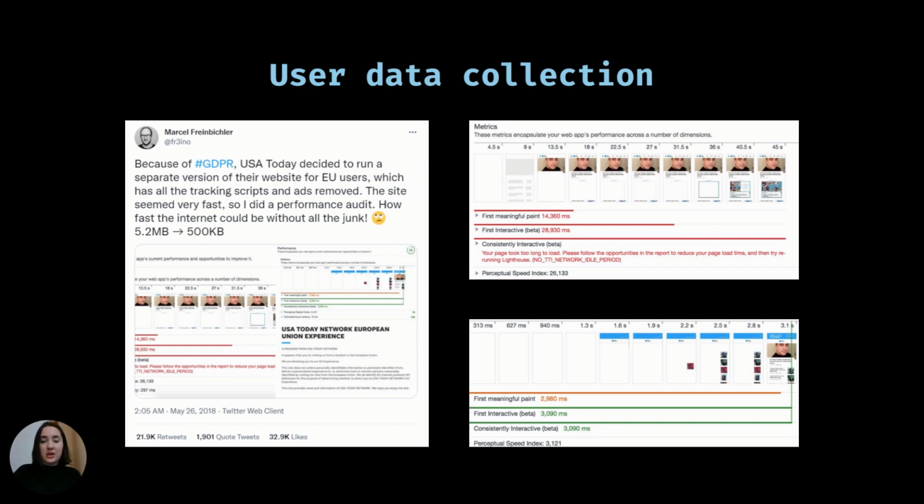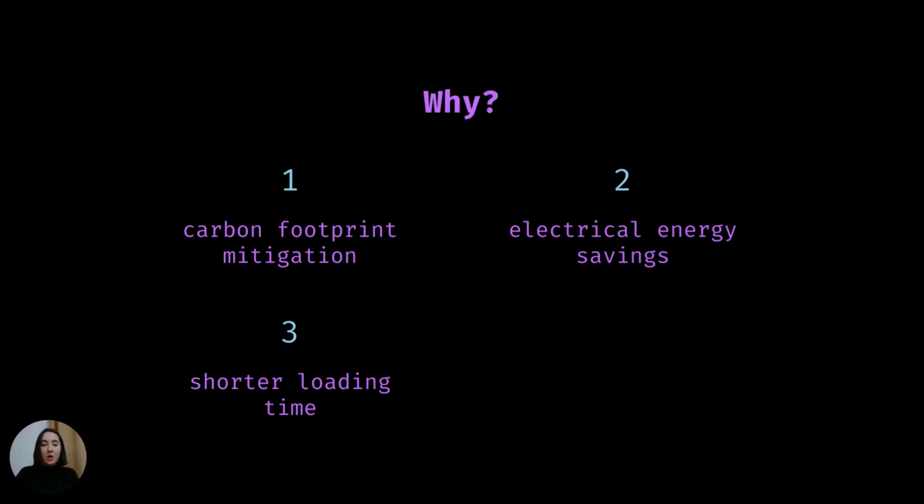Next, user data collection. Basically, if you don't need to collect the data, then just don't. And here you can see an example of a website called USA Today. After they introduced the GDPR policies, the page was loading 90% faster. So that was actually a huge change because of less data collection. And why should you be doing all this?